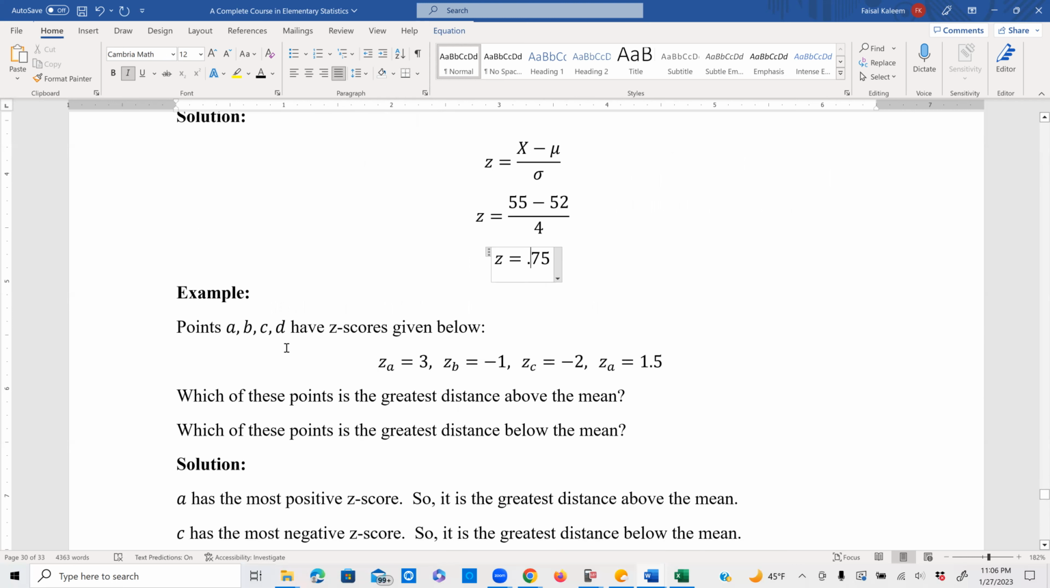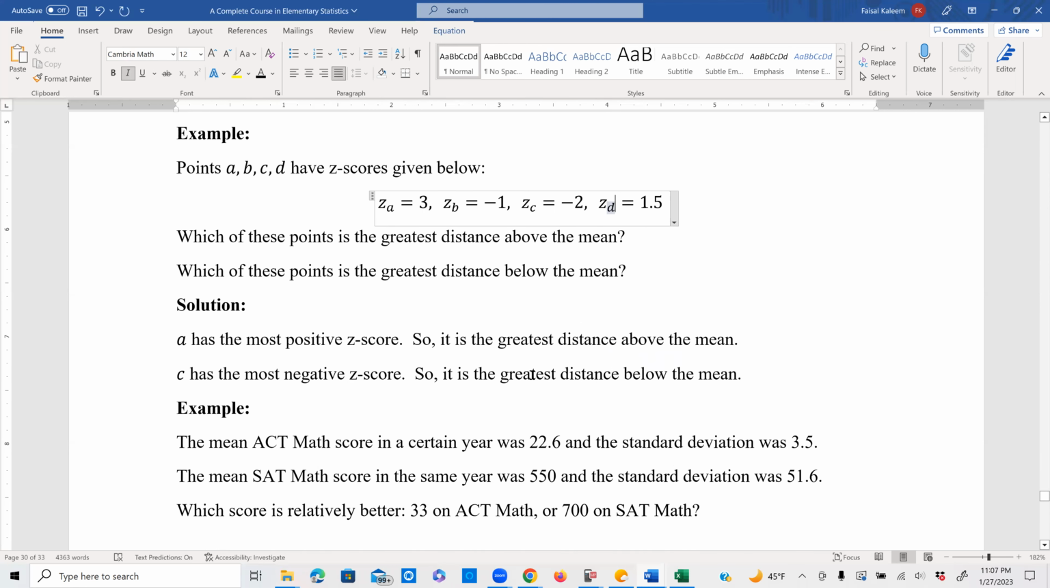Example: points A, B, C, D have z-scores given below. Z of A is 3, Z of B is -1, Z of C is -2, Z of D is 1.5. Which of these points is the greatest distance above the mean? The point which has the most positive z-score will be the greatest distance above the mean. A has a z-score of 3, which is the most positive among these. So A is the greatest distance above the mean, while C has the most negative z-score, so C lies the greatest distance below the mean.